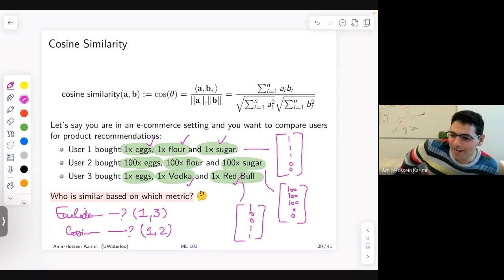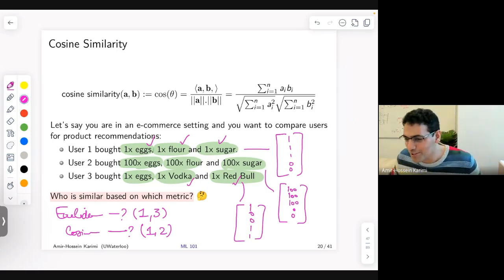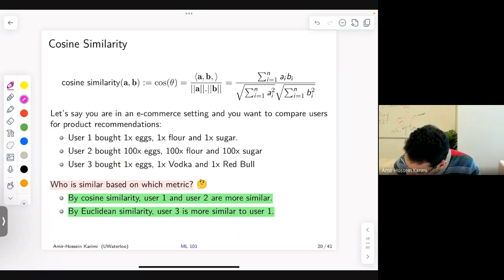I hope that we now have, I'm sure we do, an appreciation for definitions of distance and a bit of mental intuition about how they look. Okay, so by cosine similarity, users 1 and 2 are more similar. And by Euclidean similarity, user 3 is more similar to user 1.